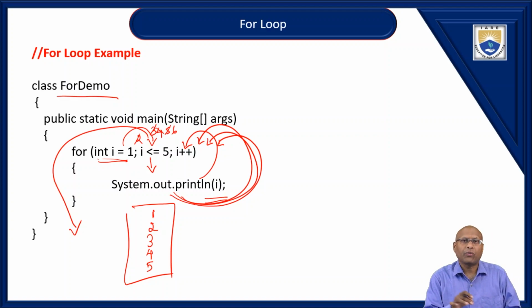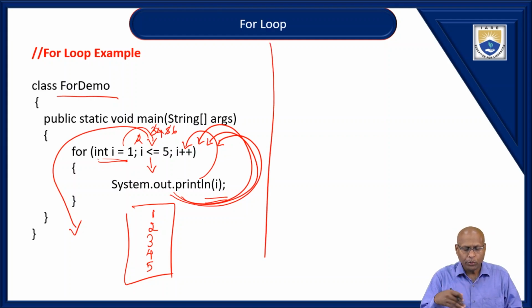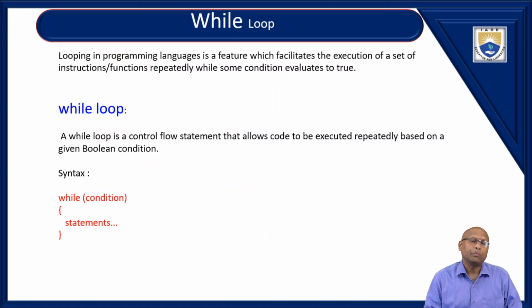So this is the way the for loop works. This is a simple example of for loop. Of course, in future days, we will be using this for loop for various applications also. Later on, we will see how we can use it for other applications. This is a simple example. Now we'll go to another loop, that is while loop.